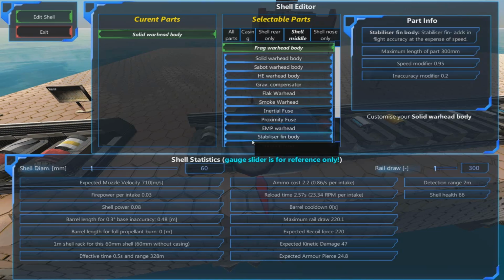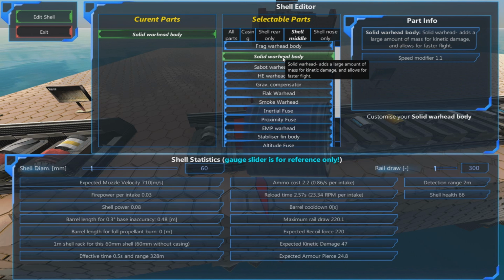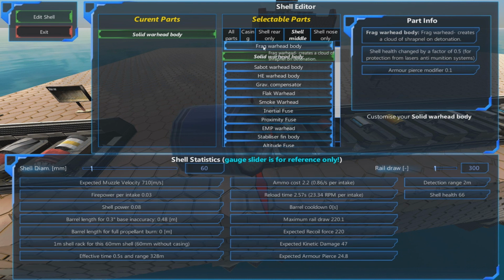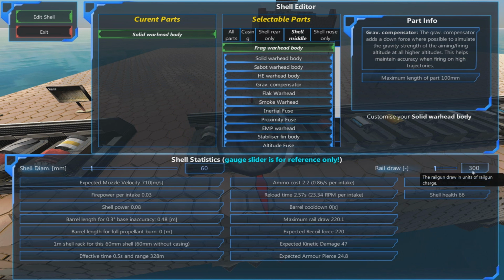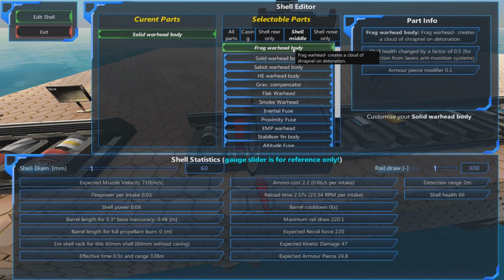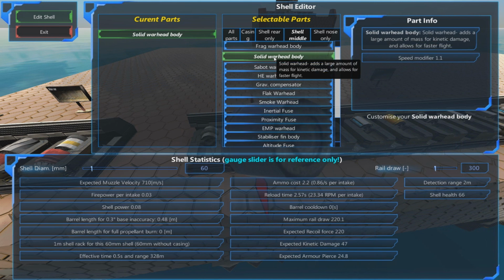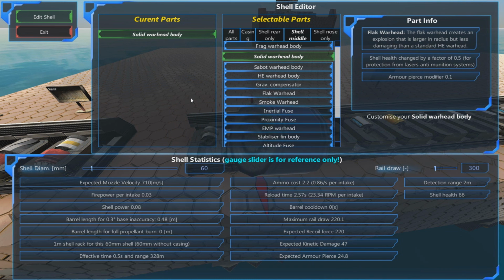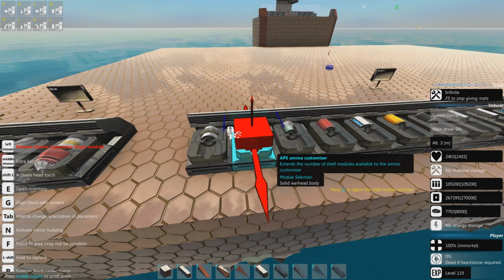And then next on the list is the solid Warhead Body. And what this does is add a large amount of mass for kinetic damage and allows for faster flight. So, to contrast with this, let's go back to our Frag Warhead Body, and we've still got 300 rail draw, 710 meters per second, whoop, 645, and 710. So, one of the ways that this warhead is useful is, if you don't want to mess around with casings or base bleeders or even tweak the amount of gunpowder that is in it.